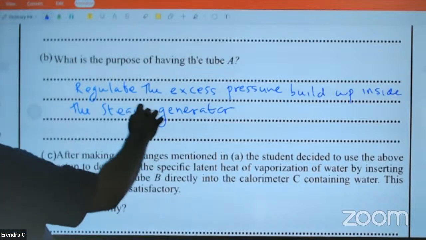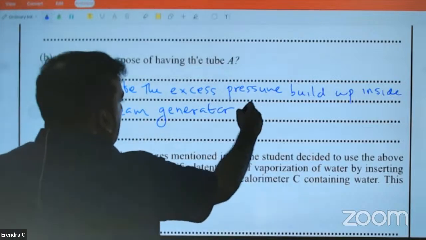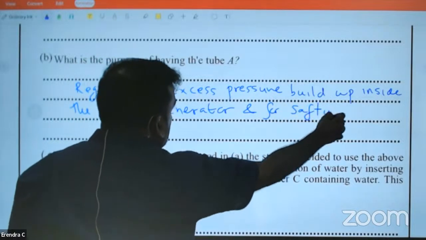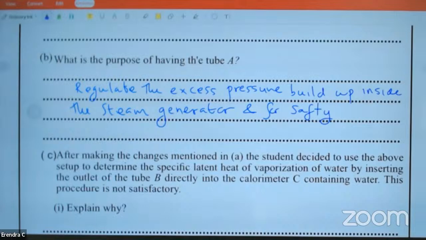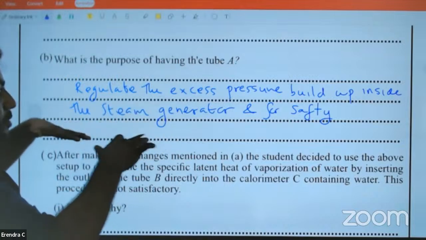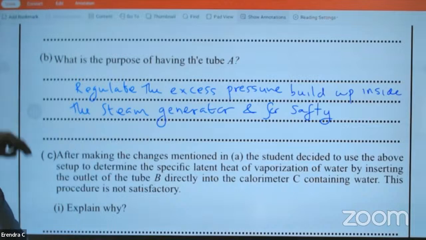So regulate the excess pressure buildup inside the steam generator. And for safety also you can put this in. Now when it's inside, this excess pressure buildup will be stopped. Right.